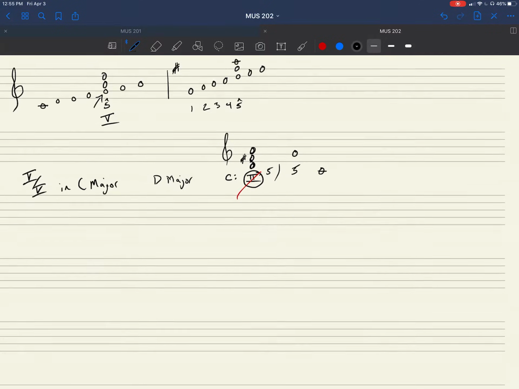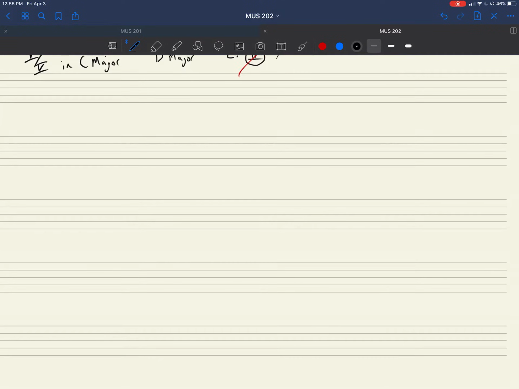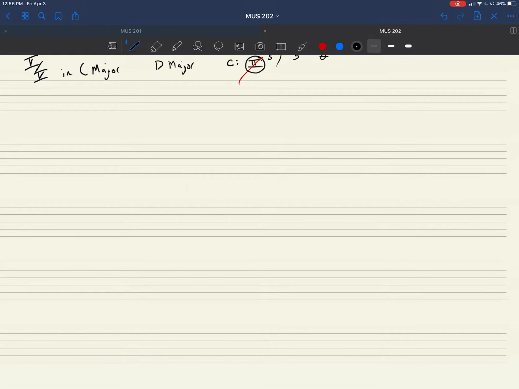So let's do a few more of these. Let's go ahead and do a 5 of 5 in A minor. So the first thing I need to do, I'm going to do it in the bass clef. First thing you got to do is write in your key signature. The key of A minor obviously has no sharps and no flats, but I want to write a 5 of 5.